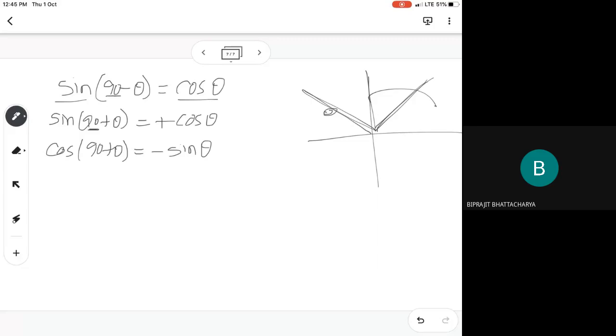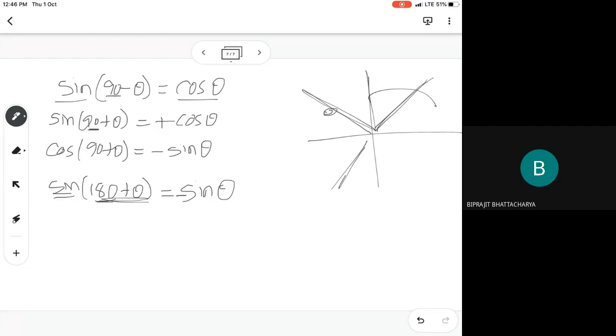Suppose I ask you the value of sin 180 plus theta. Whenever 180 is given, sin stays as it is, so you get sin theta. But how do we decide whether it is negative or positive? 180 plus theta will be in which quadrant? The third quadrant, so it will be negative.